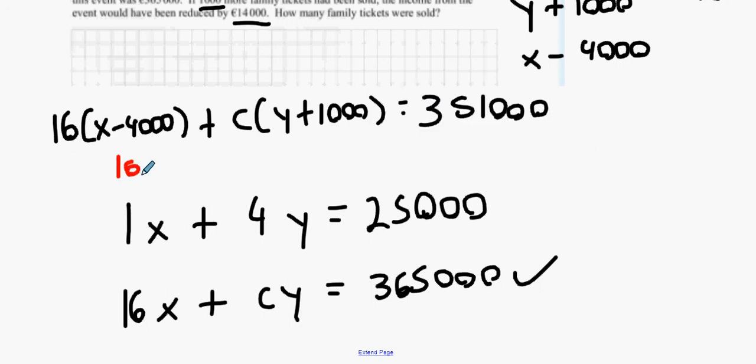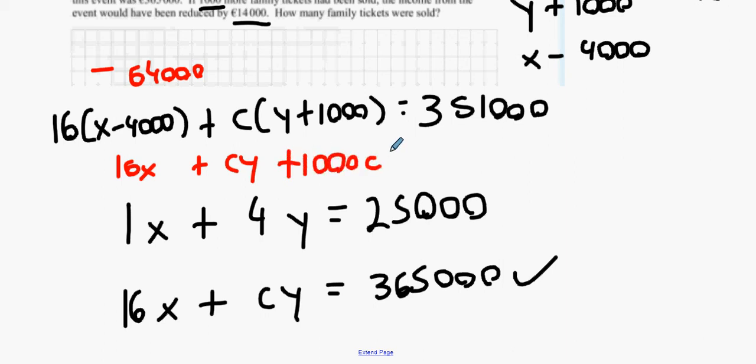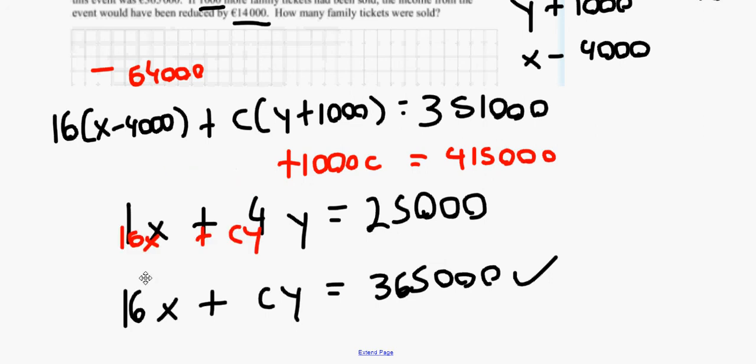16x plus CY. 64,000 here. And what's that? 1,000 C, is it? Okay, so that's 1,000 C. Ouch. It's not great. Alright. And that will equal, what's 351,000 plus 64,000? Anybody? 400 and? Sorry, just stick with me for 1 second, lads. Just never want to do this question again.